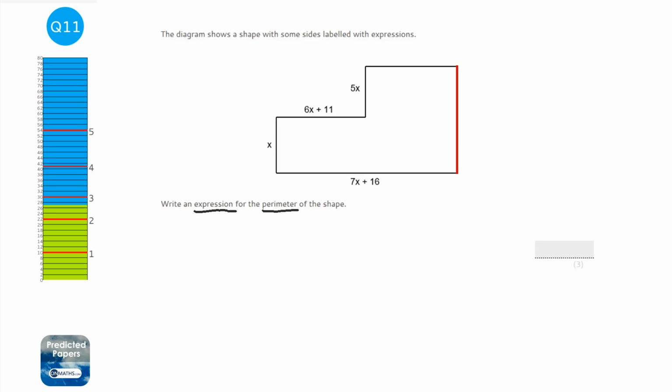And to get this side, we're going to add the 5x here with the x there. So 5x plus x is 6x. So we've got that one. Now, if the total distance across is 7x plus 16, and the bit we know is 6x plus 11, then the bit we don't know we'll have to add up together to make the 7x plus 16. So we need another x and we need another 5. Okay, we've labelled all the sides.